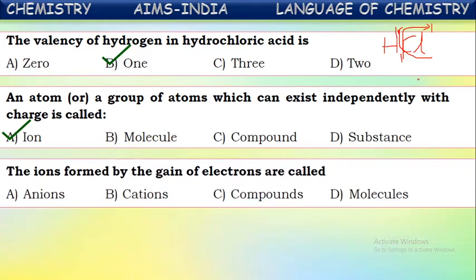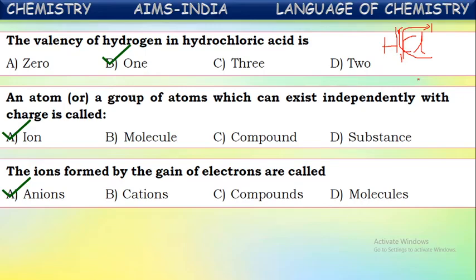Next, the ions formed by the gain of electrons are called what? Just now we told ions are formed by either gaining of electrons or by losing of electrons. So based upon this, ions are of two types again: the ions formed by the gaining of electrons and the ions formed by the losing of electrons. The ions formed by gaining of electrons are called anions, and the ions formed by losing of electrons are called cations.